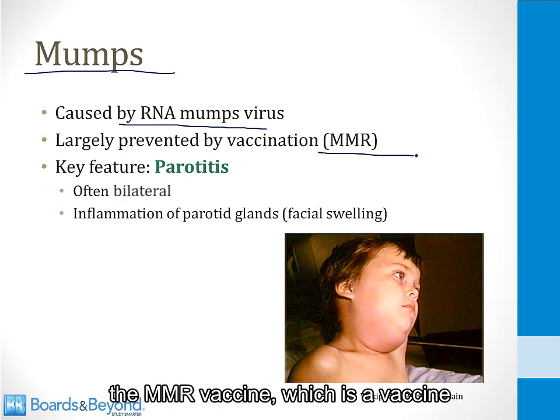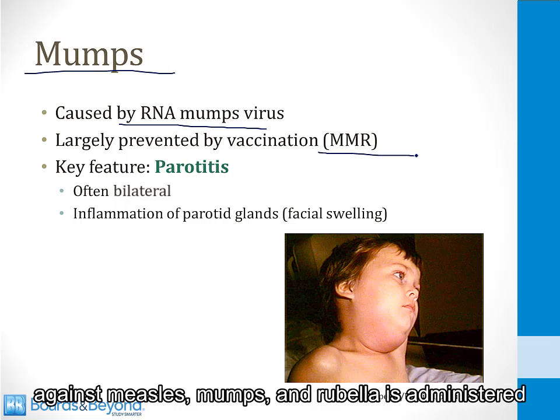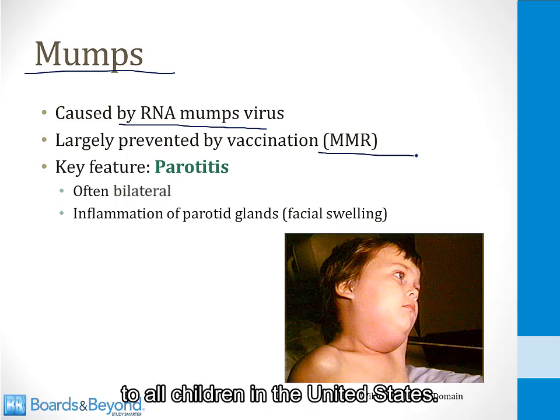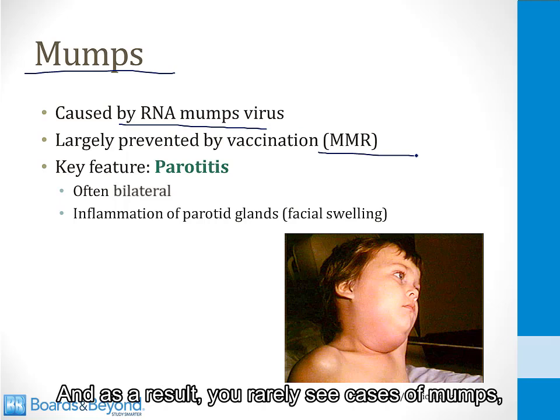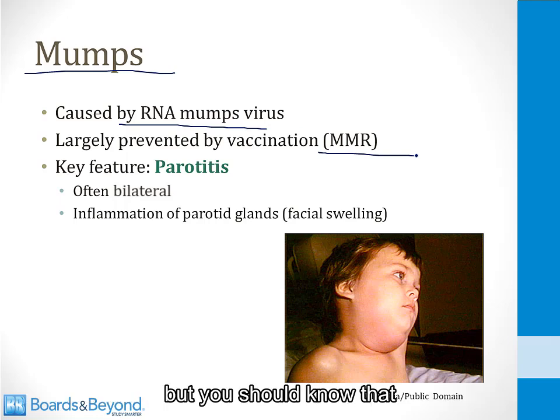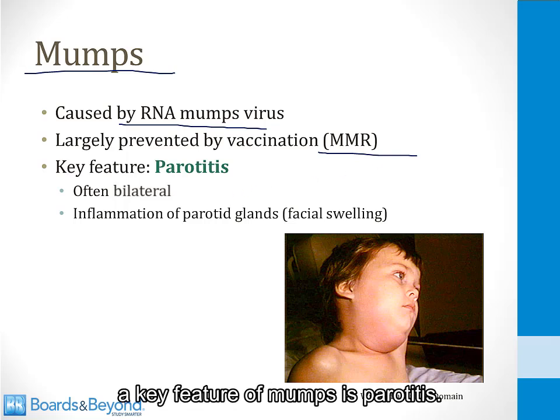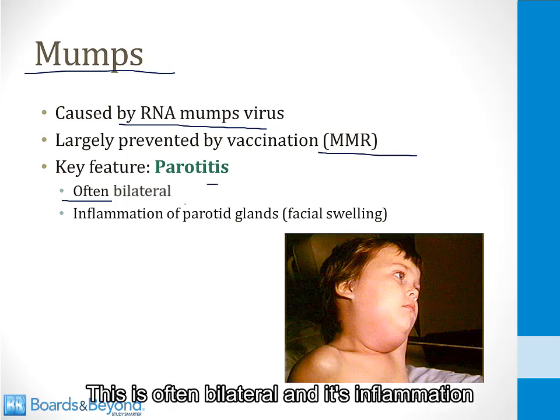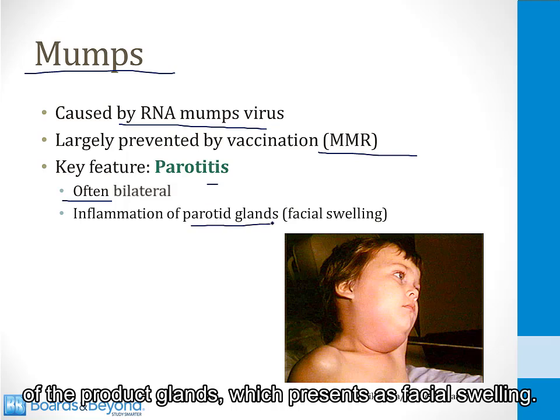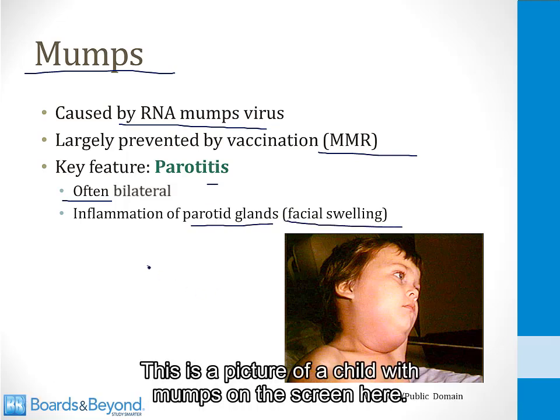The MMR vaccine, which is a vaccine against measles, mumps, and rubella, is administered to all children in the United States, and as a result you rarely see cases of mumps. But you should know that a key feature of mumps is parotitis. This is often bilateral, and it's inflammation of the parotid glands, which presents as facial swelling. This is a picture of a child with mumps on the screen here.